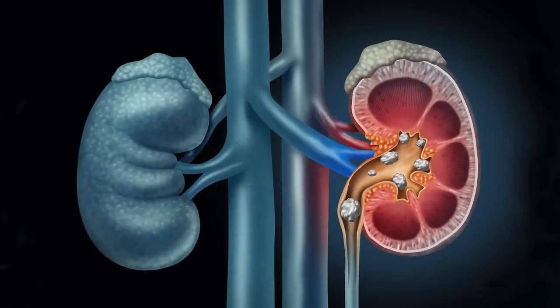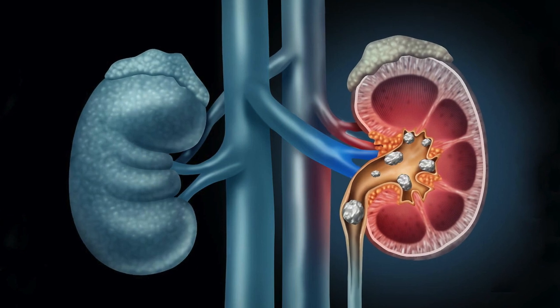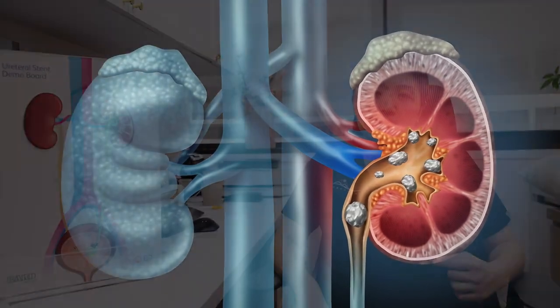Kidney stones are formed in the kidney when the urine is supersaturated with certain substances such as calcium, oxalate or uric acid. These are the common substances that we see in stones.